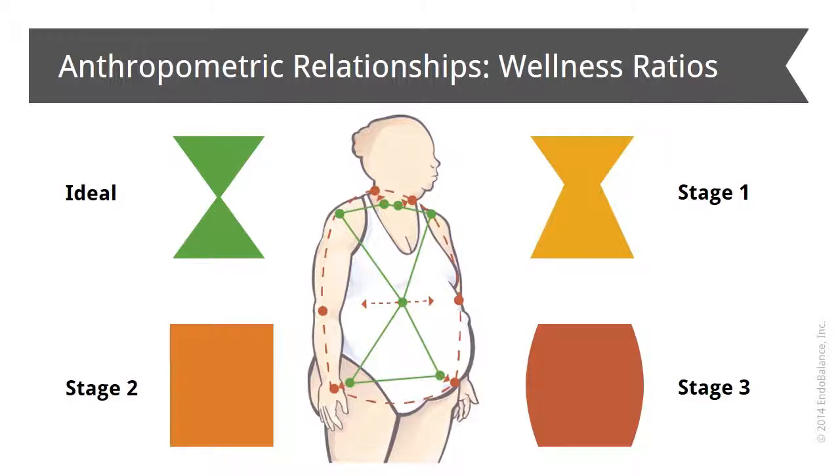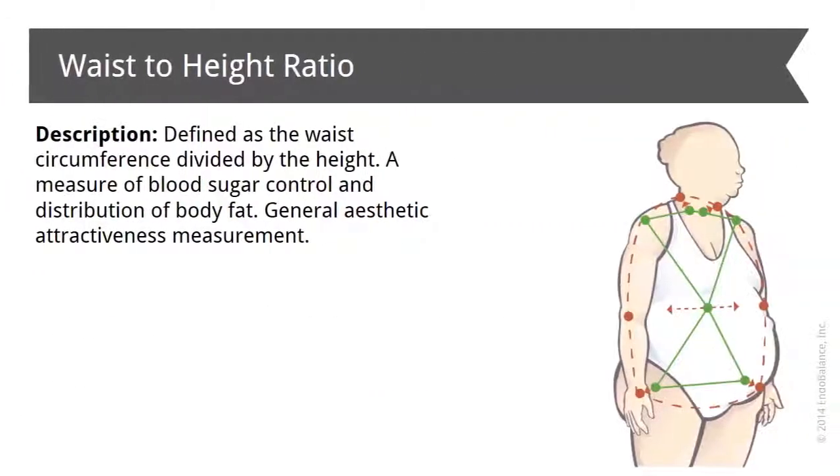This slide illustrates the relationship between appearance and glandular function. As an individual's appearance negatively changes from the ideal hourglass figure to the barrel shape, the waist circumference moves outside the shoulder and hip ranges. Waist to height ratio. Description: defined as the waist circumference divided by the height. A measure of blood sugar control and distribution of body fat. General aesthetic attractiveness measurement. Optimal blood sugar management and reduced visceral adiposity risk. The ratio should be less than 50% of height.